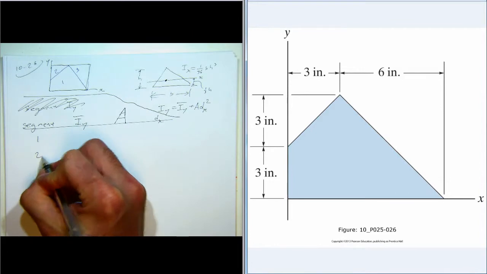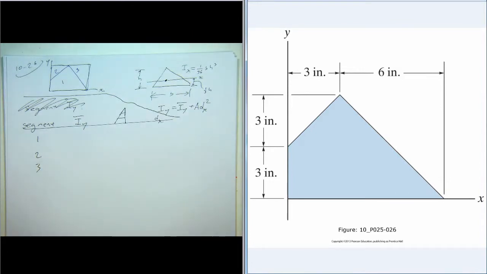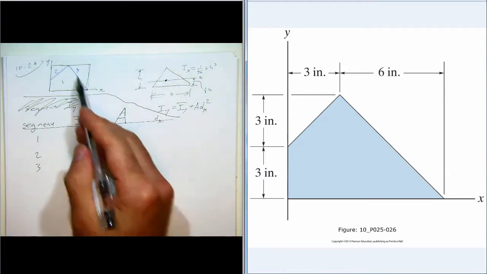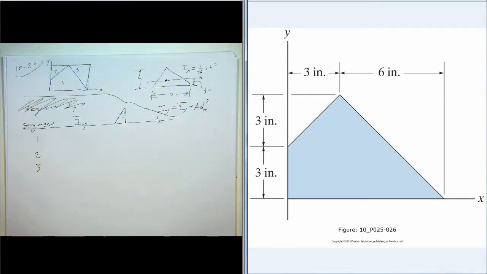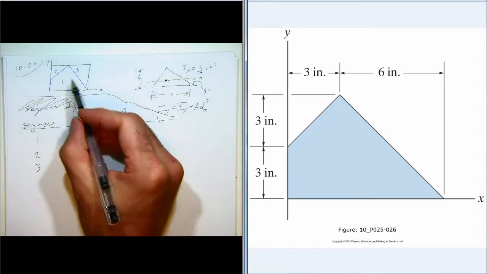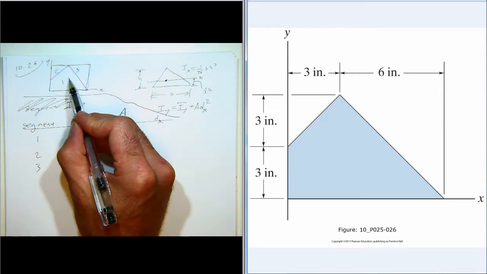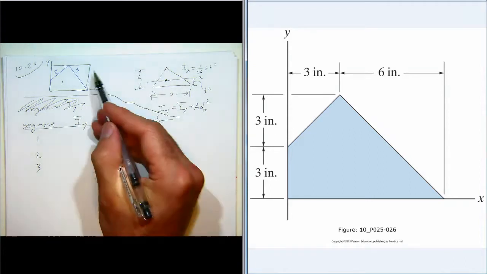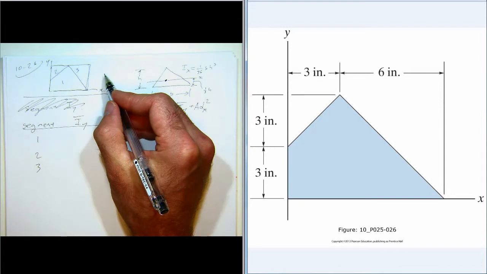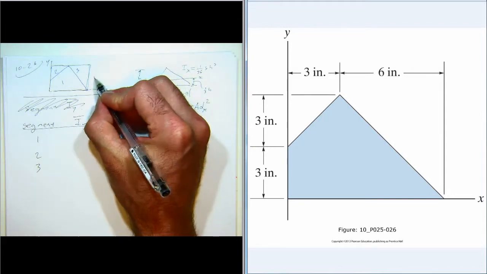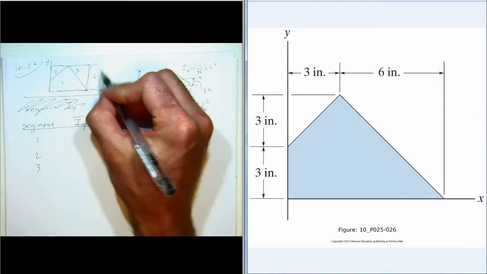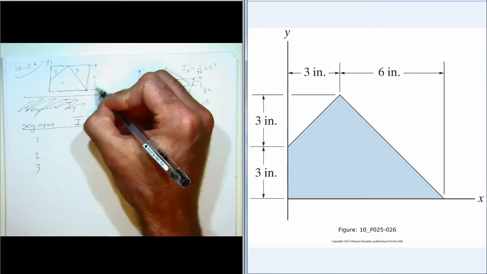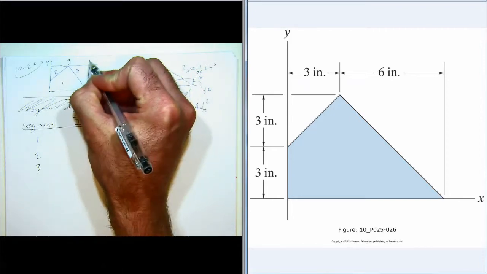Okay, so segments 1, 2, and 3. Segment 1 is a big rectangle, remember, and its centroid is located right there, and the moment of inertia. This thing has dimensions 6 vertically and 9 horizontally. So 6 and 9.